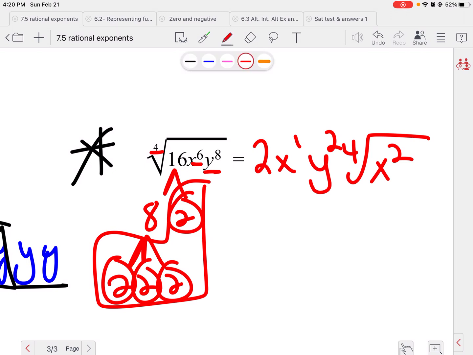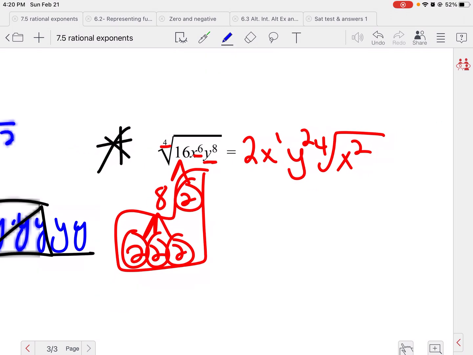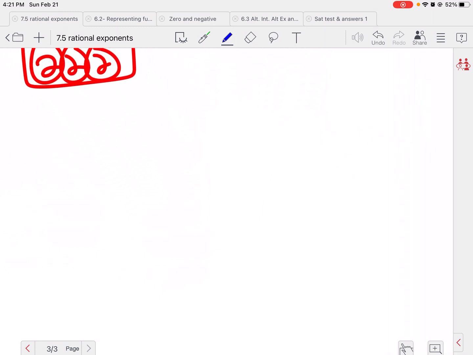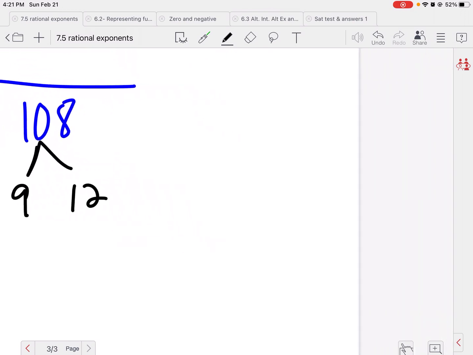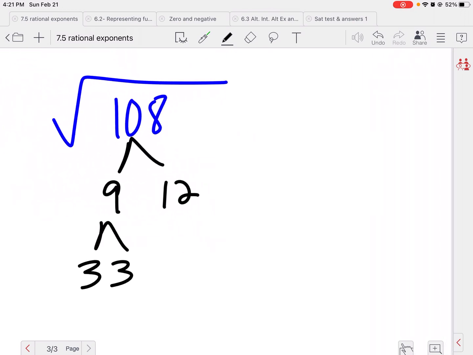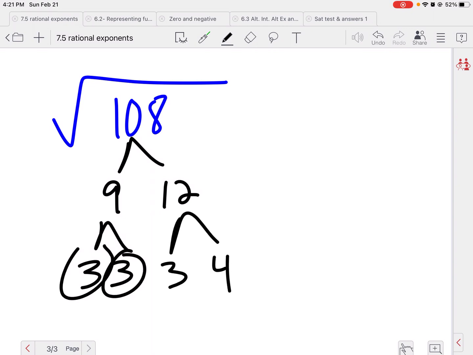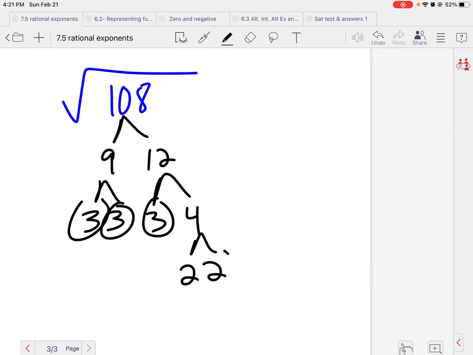Okay, so we talked about if there's anything extra inside the radical, we multiply it. But let's go ahead and talk through one problem that has it on the outside. So let's say we have the number 108. Okay, and I want to find the square root of it. So I'm going to be like, well, I know that 9 times 12 goes into there, and 9 is 3 times 3, and 12 is 3 times 4, and 4 is 2 times 2. Again, we're circling the primes as we go. This is called prime factorization.